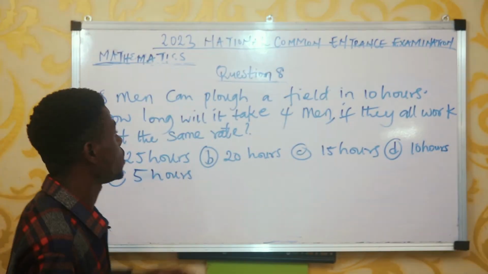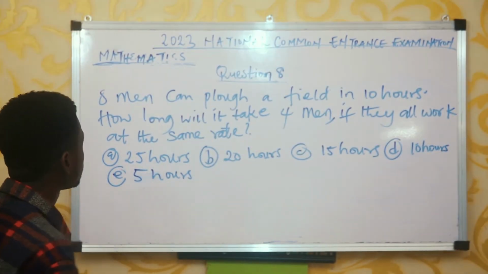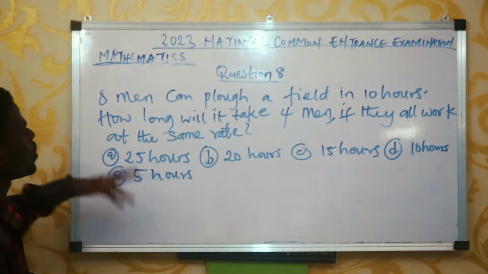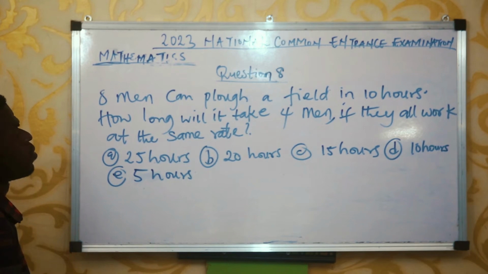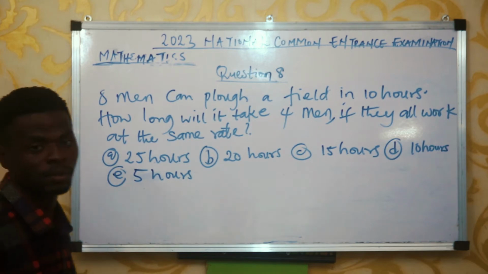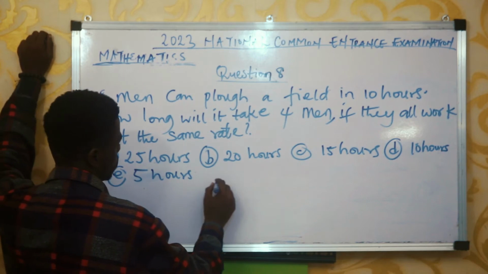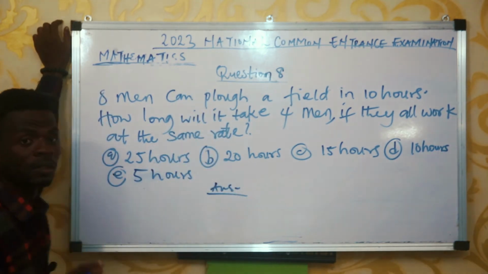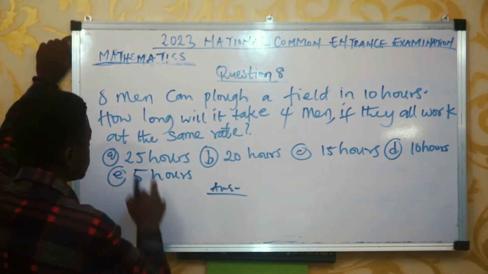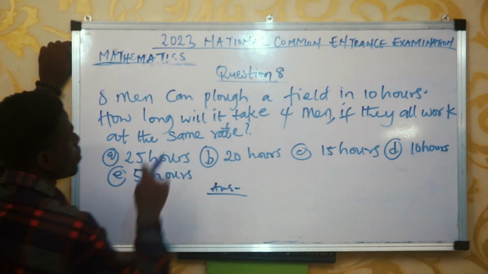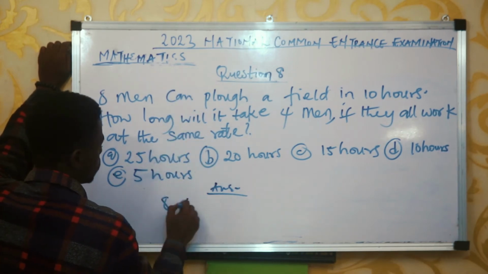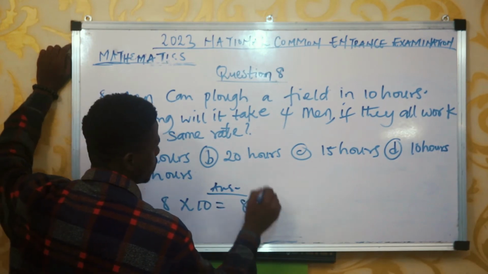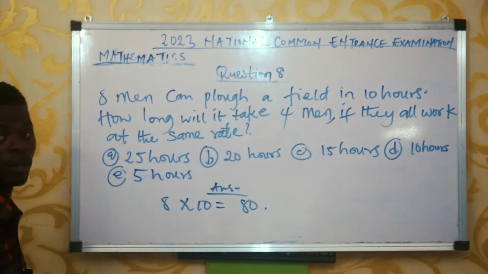Now this is question 8. Question 8 says that 8 men plucked a field in 10 hours. So how long will it take 4 men if they all work at the same rate? Solution. First of all, we multiply 8 men times 10 hours, the number of hours they used. So 8 times 10 gives us 80. That's 8 men times the number of hours.